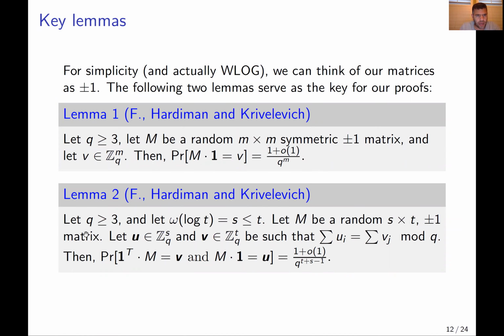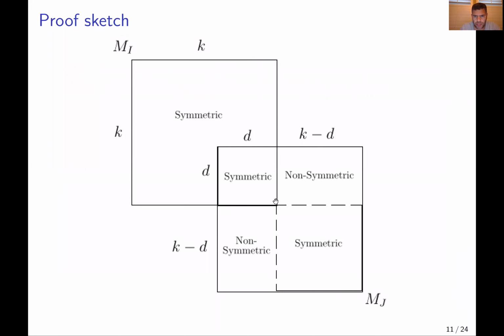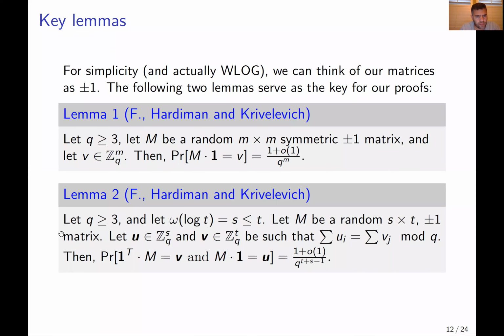And the second lemma states that if q is at least 3, so this is for the non-symmetric case. For the non-symmetric case, we can think about it as a bipartite graph, with one part of size s and the other part of size t, and you want to be able to tell me something about the degrees from left to right and from right to left. So we need the following lemma, that if q is at least 3 prime and s is not significantly smaller than t, we want s to be at least some log of t.